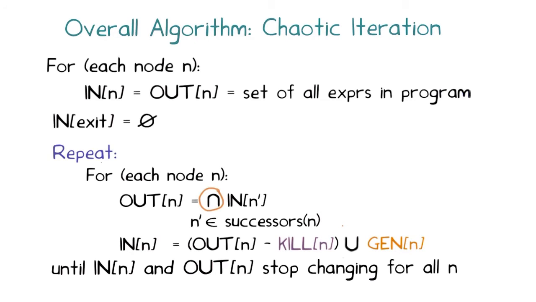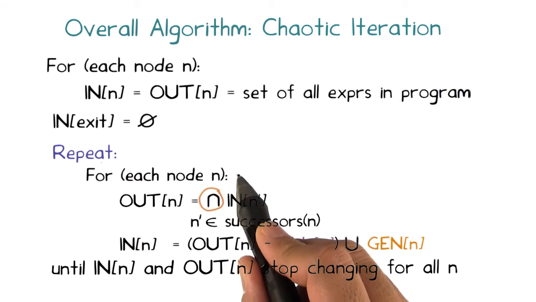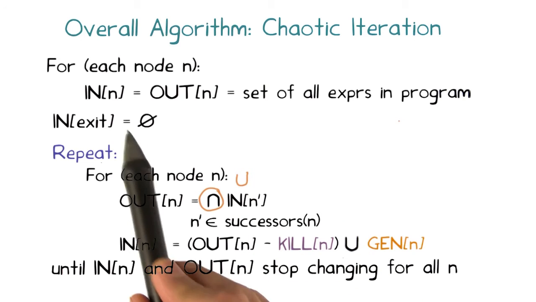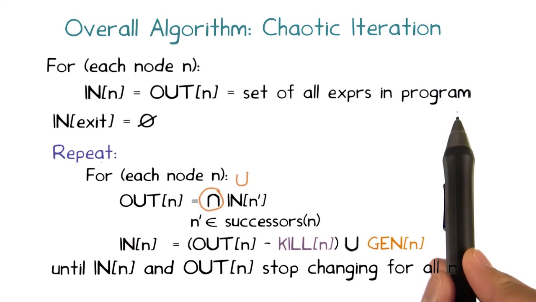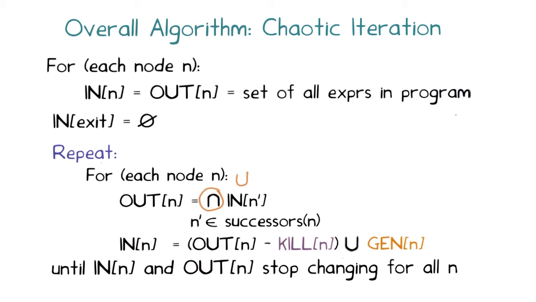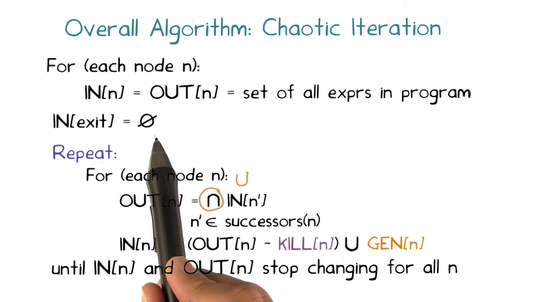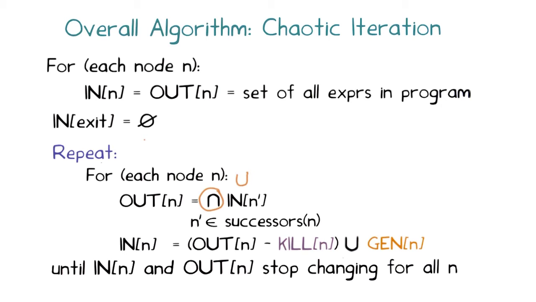In contrast, recall that in reaching definitions analysis, the in and out sets of reaching definitions grew because we used the union operation. This also makes it clear why we initialize all in and out sets in very busy expressions analysis to the set of all expressions in the program, since these sets will shrink as the algorithm progresses. In contrast, recall that the in and out sets in reaching definitions analysis were initialized to the empty set, and those sets grew as the algorithm progressed. However, by convention, we will still set the in set of the exit node of the control flow graph to be empty, since no expressions are very busy at the end of the program.